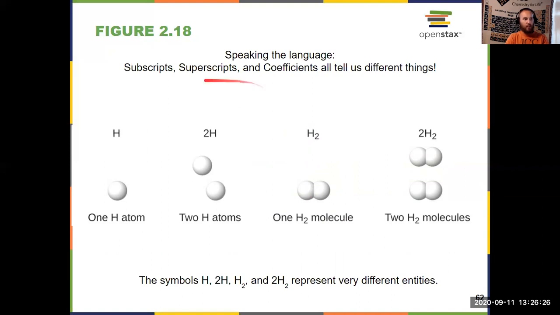If I say just H, that means a single atom of hydrogen. 2H means 2 hydrogen atoms because it's 2 individual H's. That's called a coefficient when it's out front. Okay? The subscript means they're together in an H2 molecule. If I have 2 H2, then I've got 2 H2 molecules. So you have to make sure you're careful and you're paying attention to where that number is.